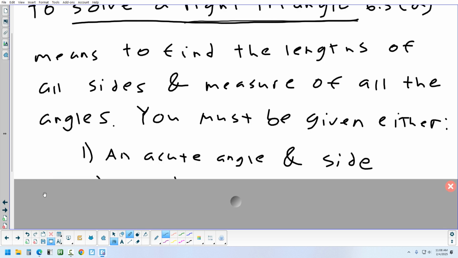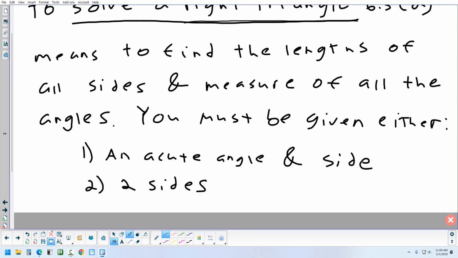I could either give you, in addition to the 90, one of the other angles and the length of one of the other sides and have you figure everything else out. Or I can just give you both of the sides. It's a little bit different how you solve each case, so we'll go through an example of each. So you're always going to be starting with 3 pieces of information, the 90, and then either the information from case 1 or the information from case 2.